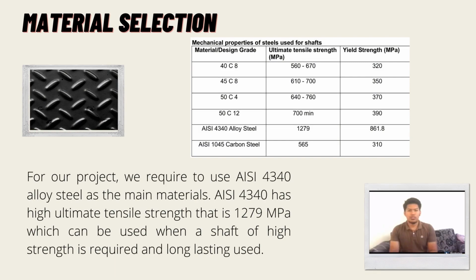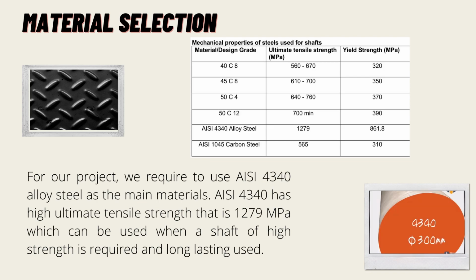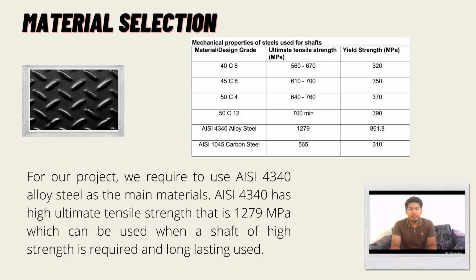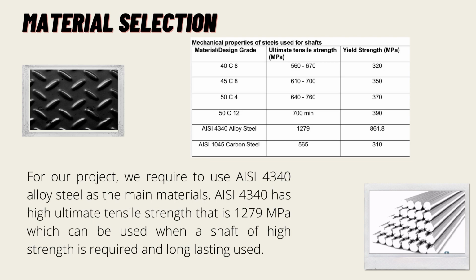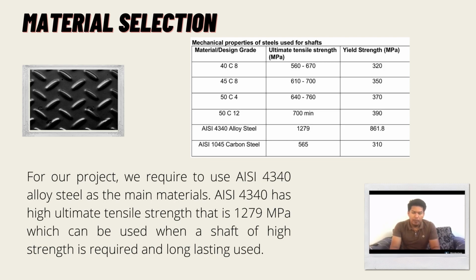Steel and alloy steel. Okay, for our material design, we choose AISI 4340. That material has high ultimate tensile strength and high yield strength compared to other grades of materials. The material used for the shaft should have strong density, strong machinability, and a low sensitivity factor, and it should have high corrosion resistance and low cost.